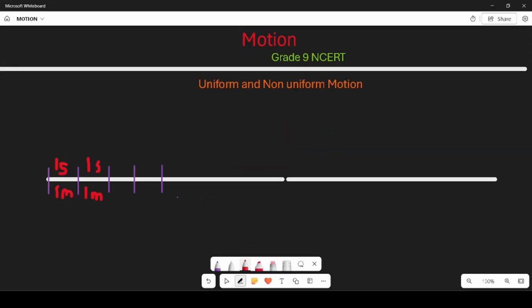Now let's talk about uniform and non-uniform motion. Let's say an object is traveling from point A to point B on a straight line. The object takes 1 second to cover every 1 meter. So to reach point B, let's say it's 100 meters, it takes 100 seconds. So every meter it's traveling in 1 second. That means the object is moving in uniform motion. Now let's talk about non-uniform motion. When an object covers unequal distances in unequal intervals of time, it's called non-uniform motion.